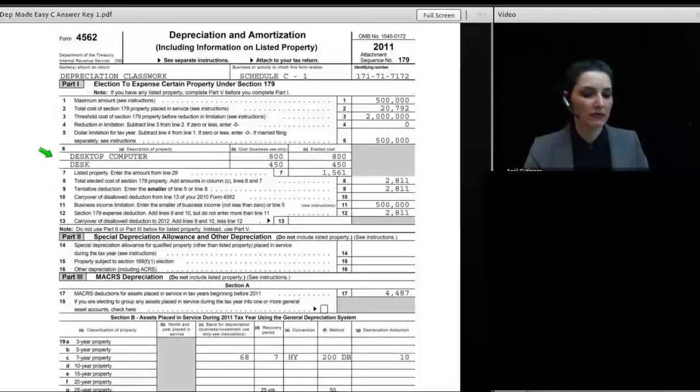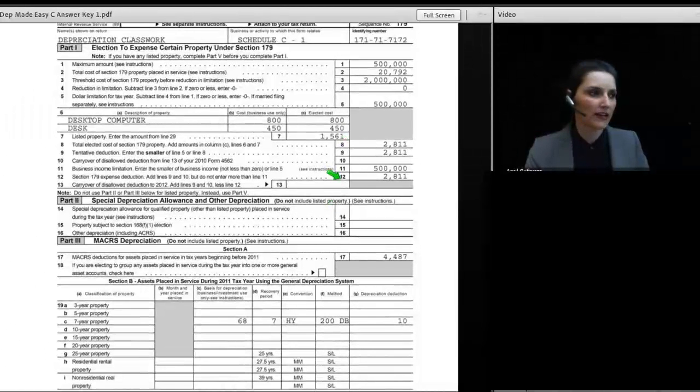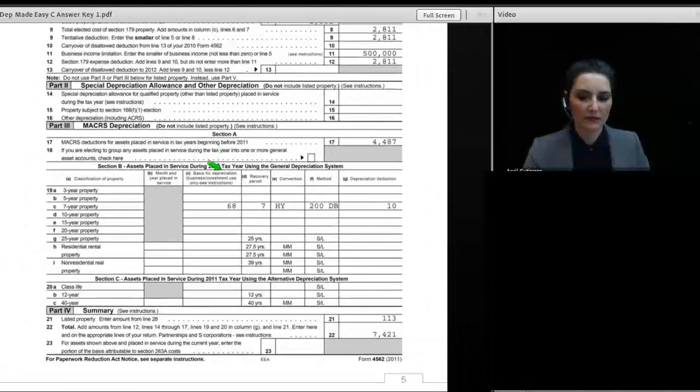So we have the desktop computer and the desk, and both of those have a cost, and both of those have an elected cost that are the same number. And then it says listed property, enter the amount from line 29. Well, the $1,561 deduction is the Section 179 deduction we're claiming on that car. And we total up our Section 179 deduction, and we get $2,811. That is not being limited by the income of the business or by the excess amount up here on line 2 being too high. Obviously, we had to give our business income for that to be the case.